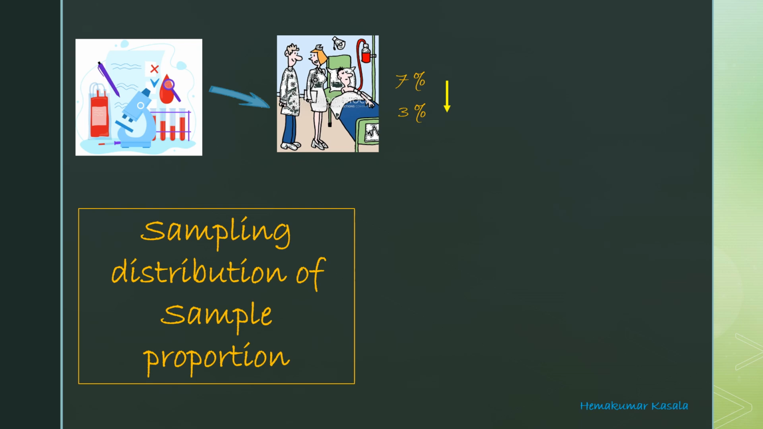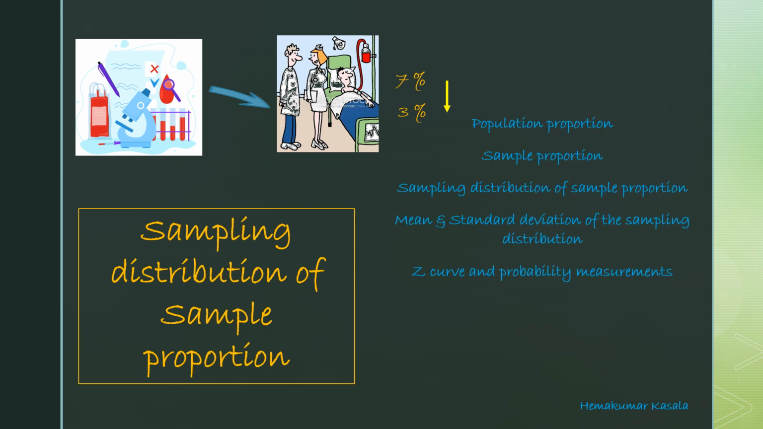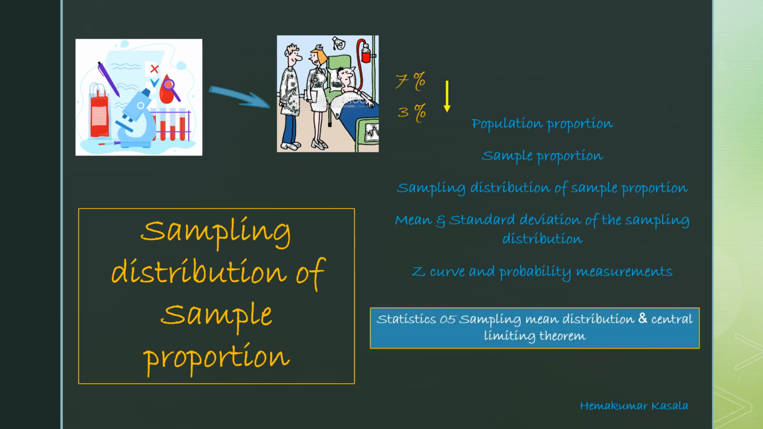To answer this question, one needs to understand population proportion, sample proportion, sampling distribution of sample proportion, mean and standard deviation of sampling distribution, Z-curve, and probability measurements. It is important that one has gone through the previous video on sampling mean distribution and central limit theorem in order to have an understanding of the Z-curve and central limit theorem. Let's get into the video.